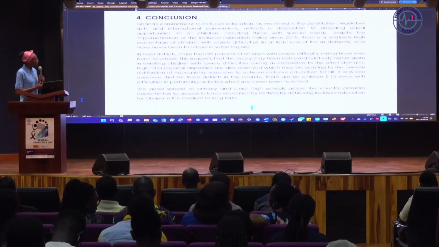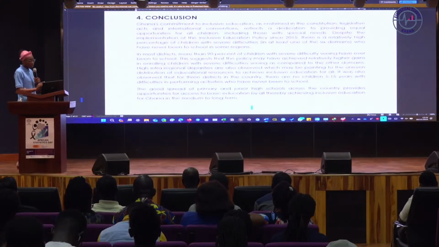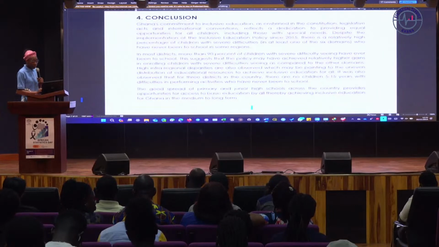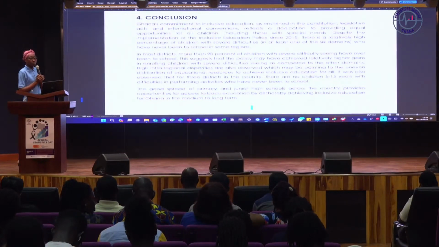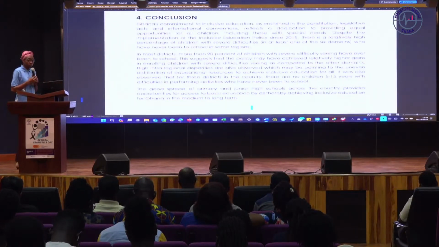So it was also observed overall that there are 3 districts, and I mentioned them earlier, where there is no child 5 to 15 years with difficulty in performing activities who has never been to school. Said in another way, every child with severe difficulty has been to school before or is currently in school.